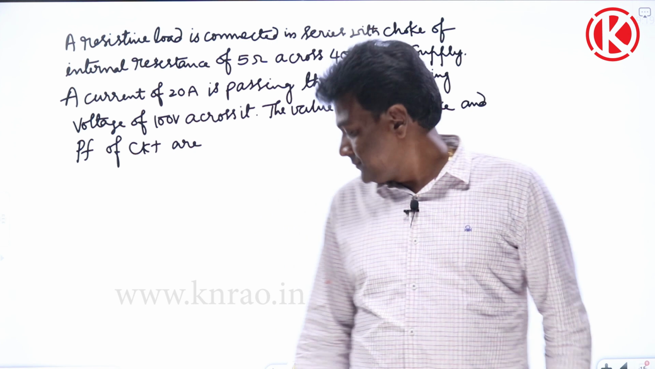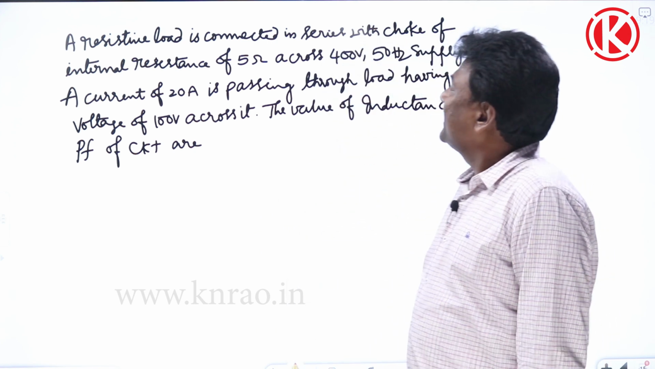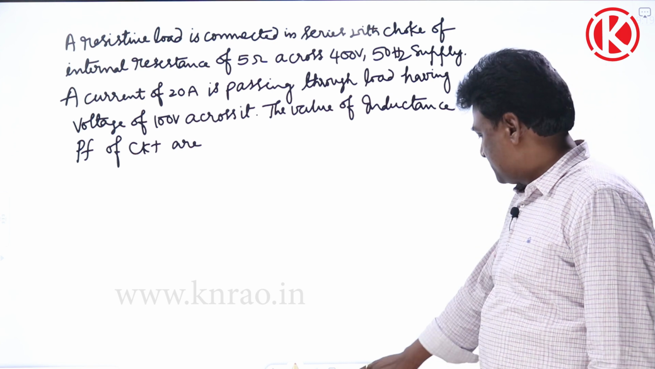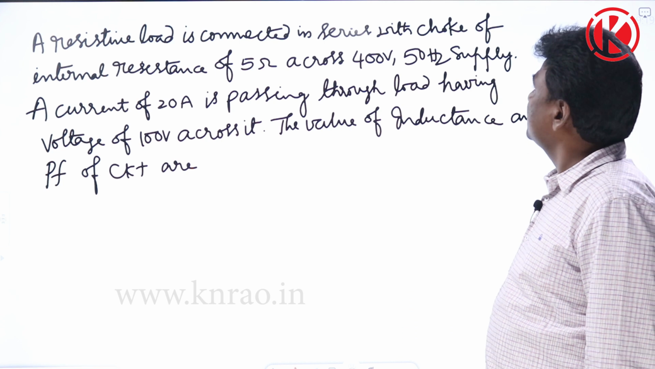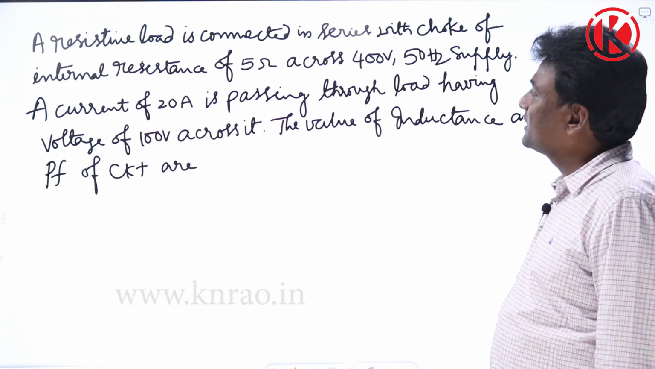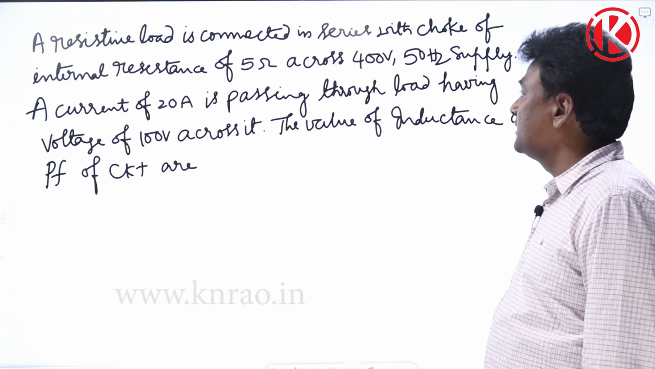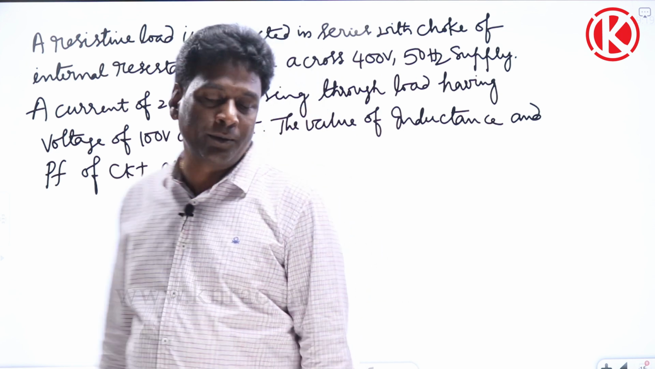Now see this. In this, a resistive load is connected in series with a choke of internal resistance of 5 ohms across 400 volts, 50 hertz supply. A current of 20 amps is passing through the load having a voltage of 100 volts across it. Find the value of inductance and power factor of the circuit.